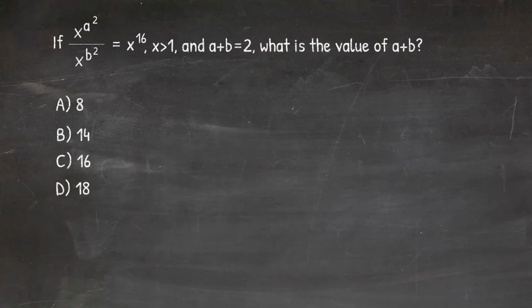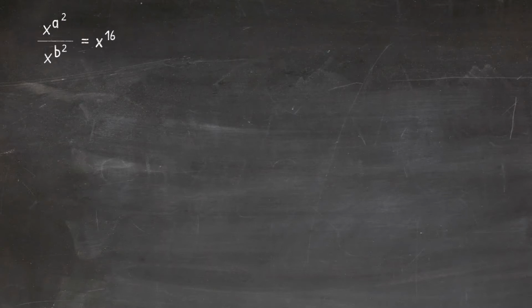If x to the exponent a squared over x to the exponent b squared equals x to the 16th, and x is more than 1, and a plus b equals 2, what is the value of a minus b? The problem asks us to solve for a minus b, and it offers that x is more than 1, which we need to keep in the back of our mind, and that a plus b equals 2.